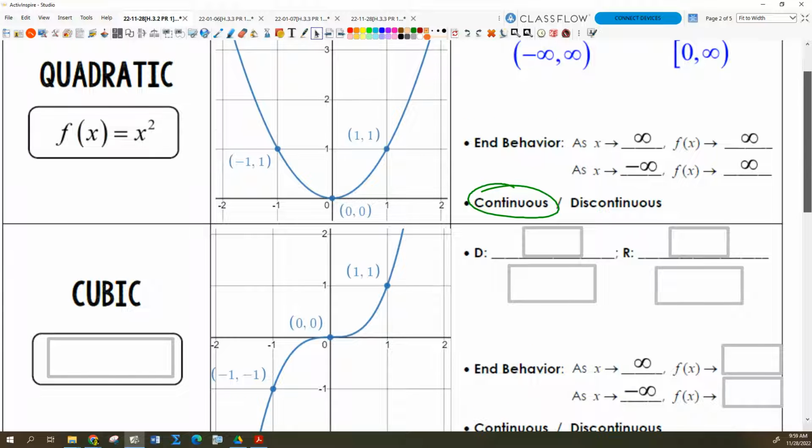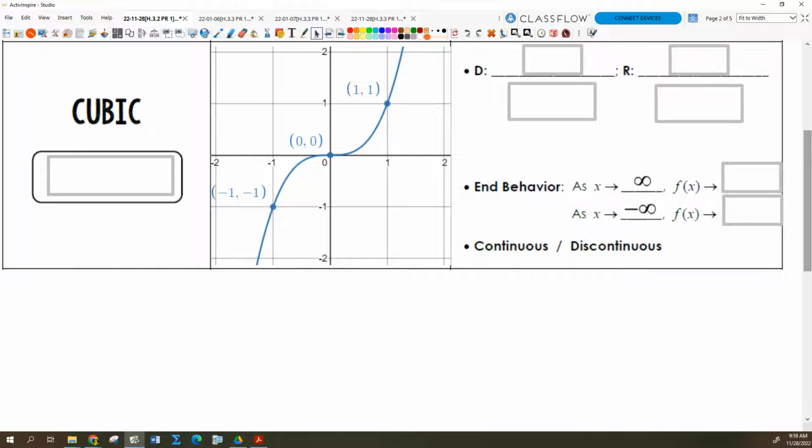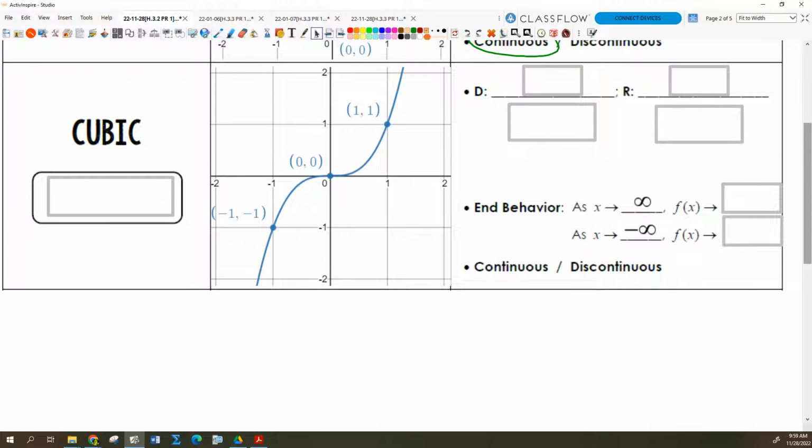Okay, so cubic looks like this, and that would just be f of x equals x cubed. Again, points it goes through. Origin is kind of the important point. It's the most symmetrical point. And then it goes over 1 and up 1 to the right and back 1 and down 1. So point -1, -1 this time instead of -1, +1.